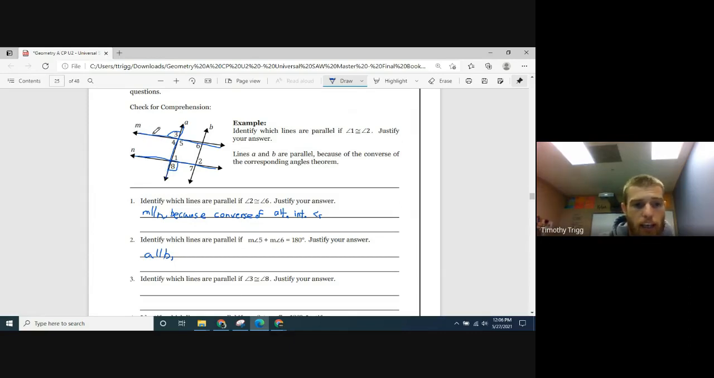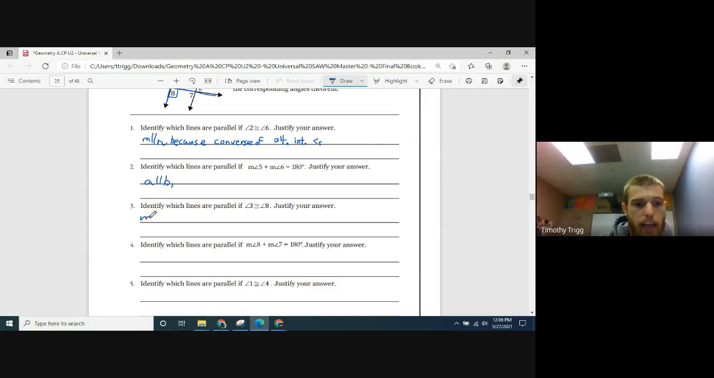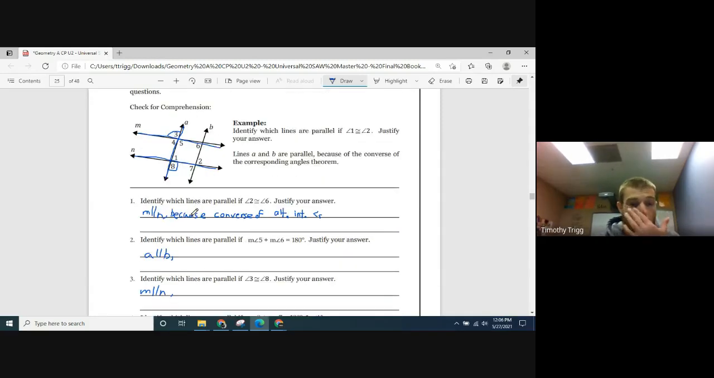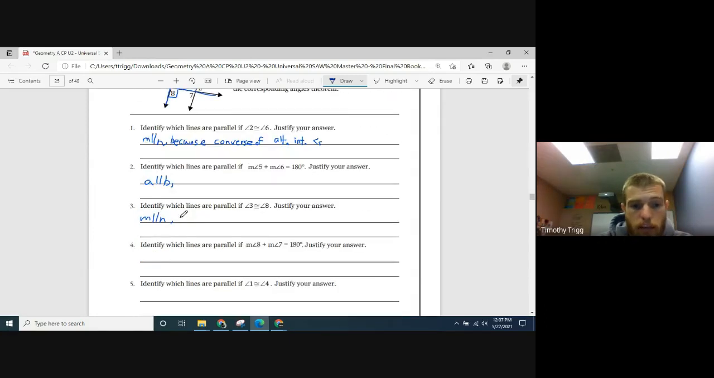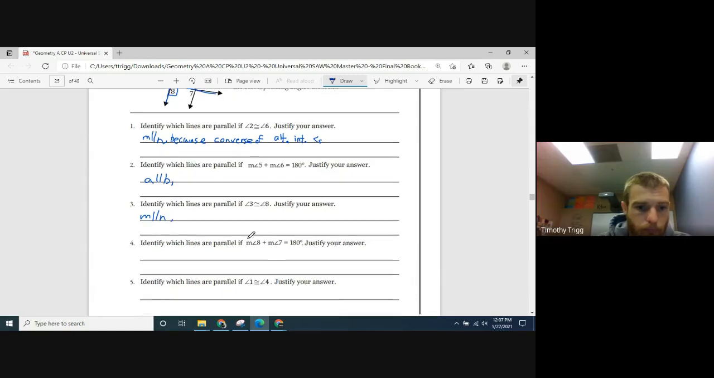M and N again, right? So M is parallel to N because why? Because converse of, well, what's their relationship here? Are they interior or exterior? Well, this time they're exterior, and they're alternate exterior. So because converse of alternate exterior angles. Okay.